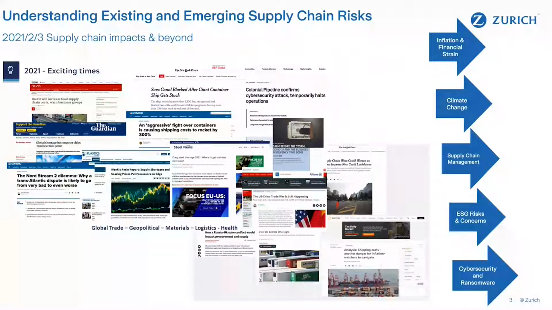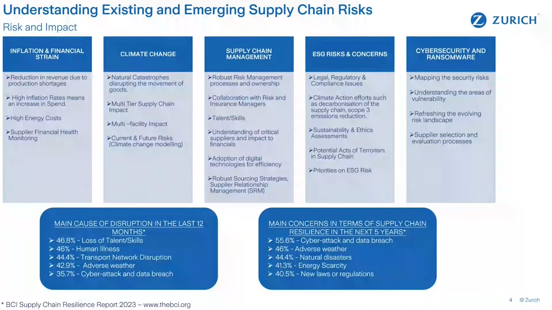So inflation, financial strain, and I'll go through each and every one of these points in a little bit more detail in the next slide. But just to highlight, going forward, we think inflation and financial strain will be an issue. Climate change is going to play a big impact. Supply chain management in itself, and when I say supply chain management, I'm talking about the talent and the skills within the supply chain management function to be able to manage the disruptions within the supply chain. ESG, so environmental, social, and governance risks and concerns within supply chains. And finally, cybersecurity and ransomware. Like I said, this is not an exhaustive list, but these are some of the key ones that we thought we would highlight in this session, and go into a level of detail around some of the impacts it may have on organizations going forward.